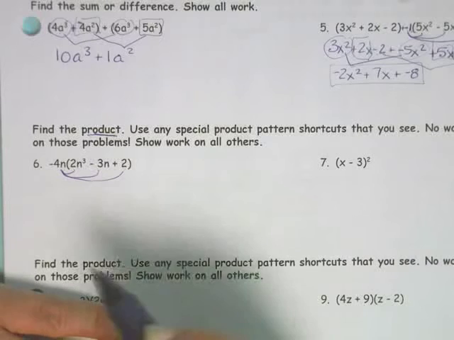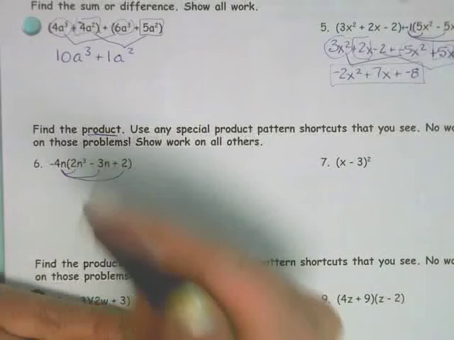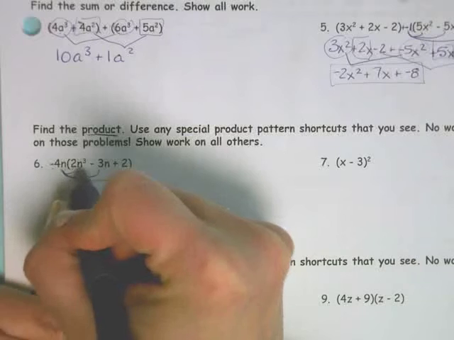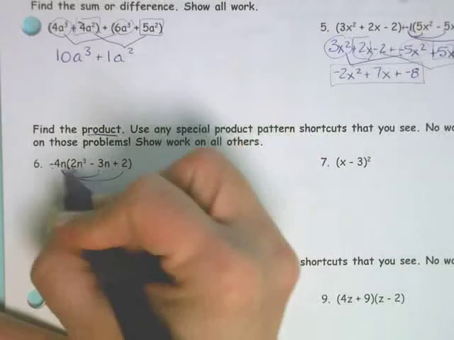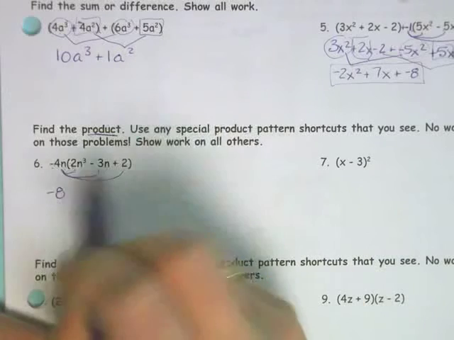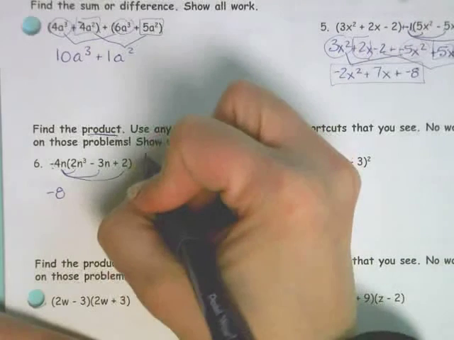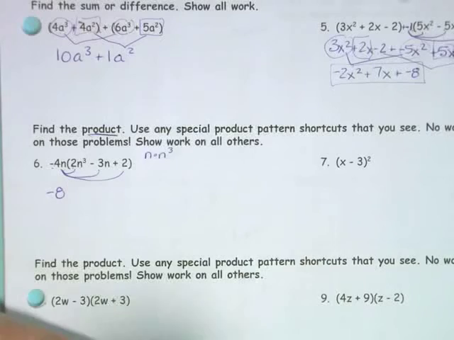So we're just doing 3 multiplication problems here to see what we get and see if we can combine anything at the end. Negative 4n times 2n squared, n cubed. So you can multiply the numbers, no big deal. Negative 4 times 2 is negative 8. And then what do you get when you do n times n cubed? Can you do that?